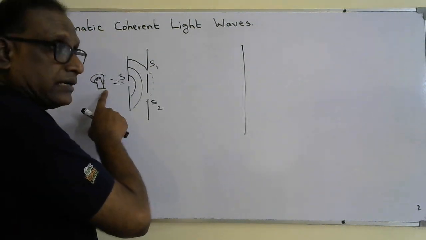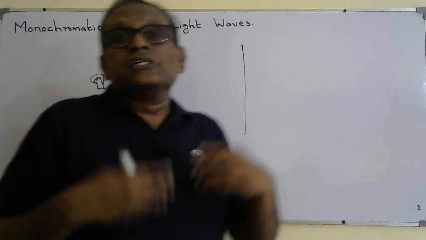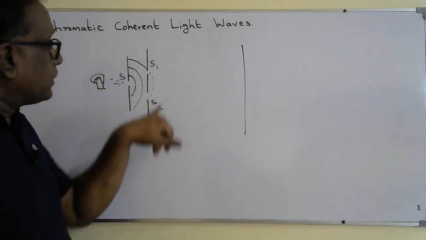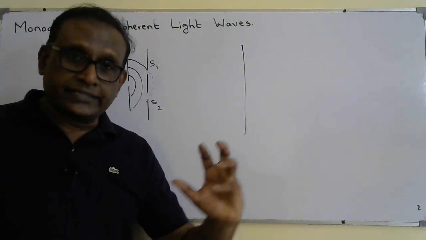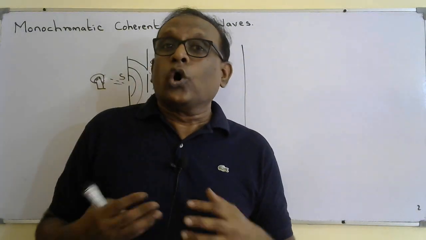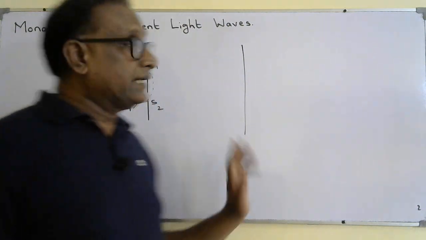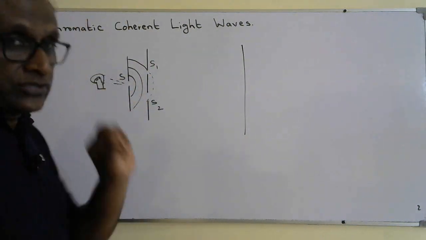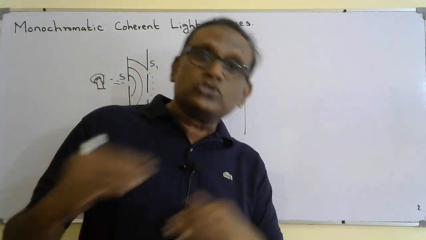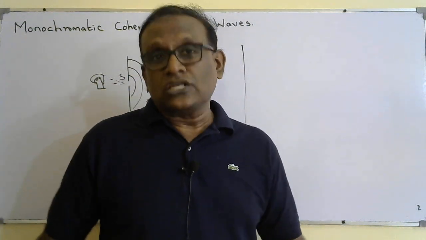It's a monochromatic bulb source, so one wavelength, so the same frequency. So the light coming out through S1 and S2 will be coherent. So what is the coherent light source in this practical? The slits S1 and S2. Slits S1 and S2 are the coherent sources, because the light coming out through S1 and S2 acts as coherent waves.